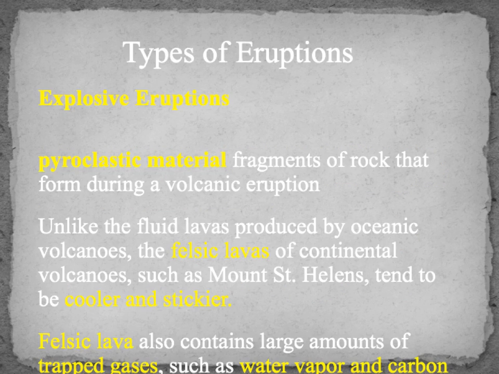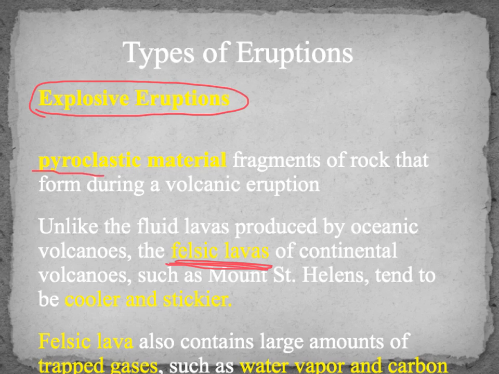The other type of eruption, besides the quiet ones, are the explosive eruptions. And these are the eruptions that you think of when you think of volcanic eruptions. And they come into play because of felsic lavas. Felsic lavas are very sticky, and when these volcanoes erupt, stuff called pyroclastic material flies everywhere. And pyroclastic material are rock pieces.